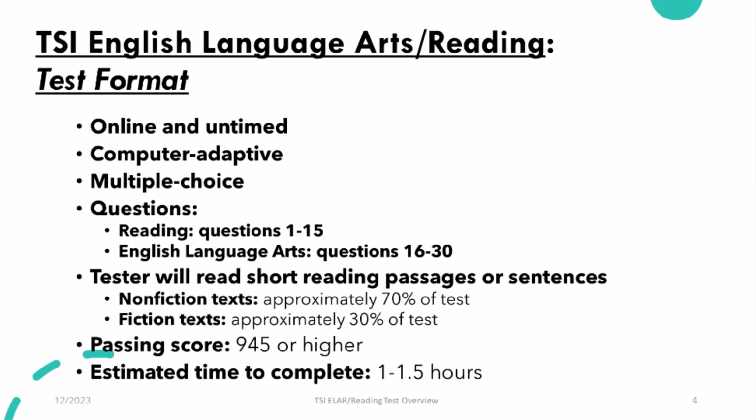Questions 1 through 5 test reading comprehension, and questions 16 through 30 test ELA, revision and editing. ELA is the abbreviation for English Language Arts, revision and editing. The tester will be required to read short passages or text, as well as individual sentences. The test is made of approximately 70% nonfiction and approximately 30% fiction texts. A passing score is 945 or higher. The estimated time to complete the test is approximately 1 to 1.5 hours.